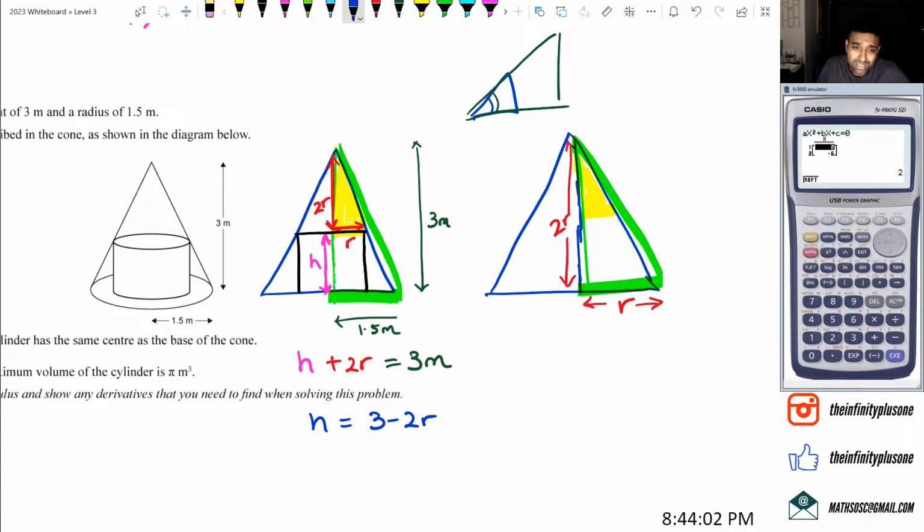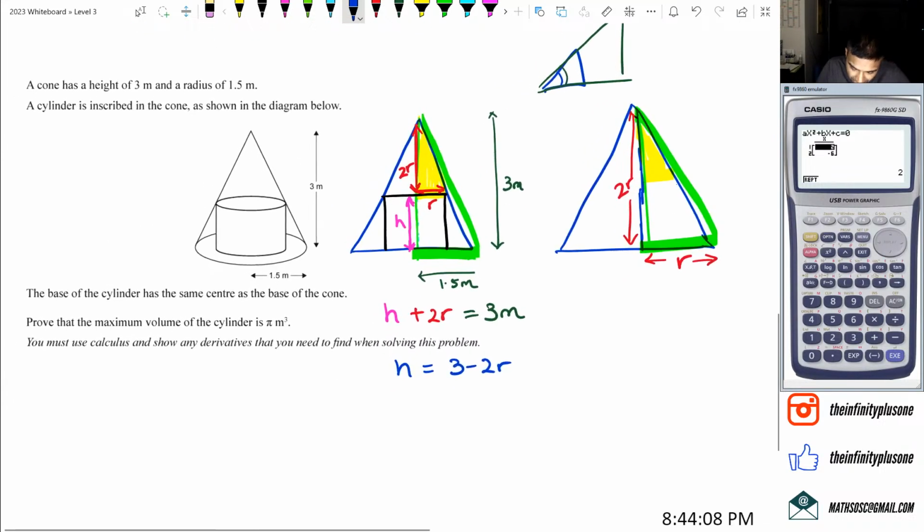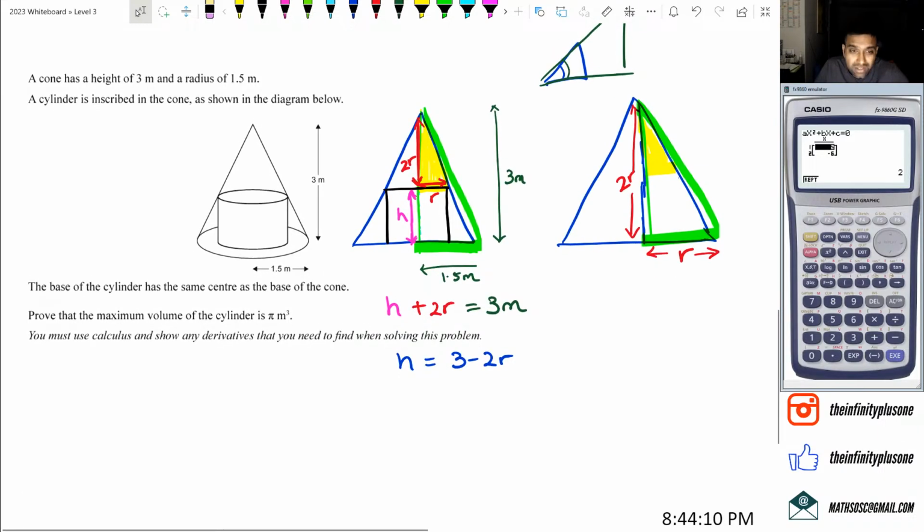By the way, guys, we've just done the hardest part of this question, because the hardest part is actually coming up with the equation. Because if we look at it, now we can put the volume of the cylinder, which is pi r squared h. And that's pretty much it, because all you have to do now is replace h with 3 minus 2r, put the derivative equal to 0, find out what the radius is, and then prove that the volume is equal to pi. So let me give you guys a couple of minutes to do this, but we've just done the hardest part of this question.